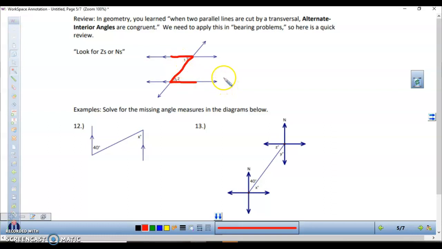So in these problems, you're going to be looking for those z's, or it could show up like an n. And in that case, those would be my congruent angles. But that's what you're looking for. So obviously in example 12 there, it should be pretty straightforward. But you'll notice that, oh look, check it out. This makes a little z, and the lines are parallel. Well, that means that these alternate interior angles would be congruent, which means x would be 40 as well.